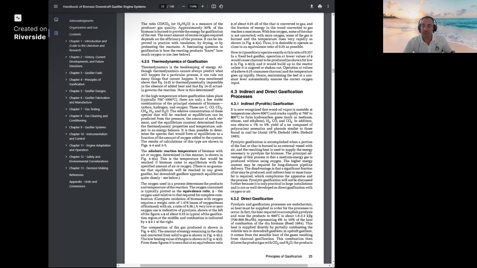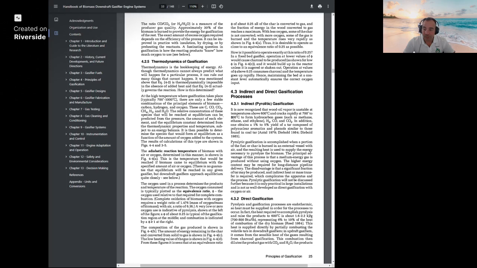So, indirect and direct gasification processes. We're in 4.3 now: indirect pyrolytic gasification. It is now recognized that wood oil vapor is unstable at temperatures above 600 degrees centigrade and cracks rapidly at 700 to 800 degrees centigrade to form hydrocarbon gases such as methane, ethane, and ethylene, hydrogen, carbon monoxide, and carbon dioxide. In addition, one obtains a 1% to 5% yield of a tar composed of polynuclear aromatics and phenols similar to those found in coal tar.